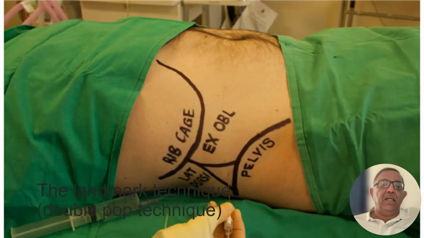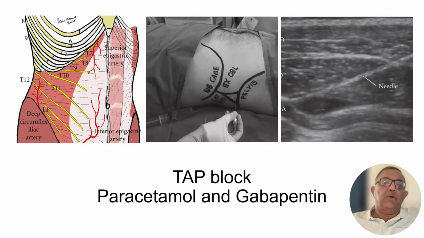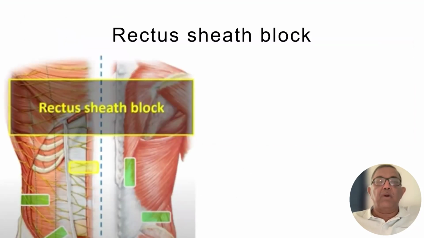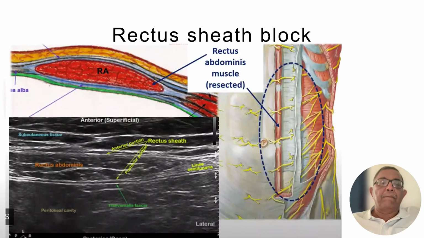These are the various landmarks for doing the TAP block. Either anatomical landmarks are used or an ultrasound-guided TAP block can be given, and it can also be given peroperatively when you have already done the laparotomy. So besides TAP block, the use of oral paracetamol and gabapentin is helpful. However, the TAP block doesn't work above the umbilicus, and for that, rectus sheath block is important. Rectus sheath block can take care of the somatic sensation or pain above the umbilicus, between the xiphisternum and the umbilicus. So rectus sheath block again causes significant pain reduction and helps in early recovery of the patient. Now, what agent should be used?